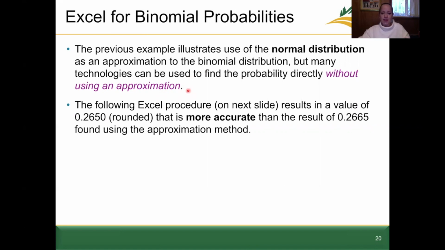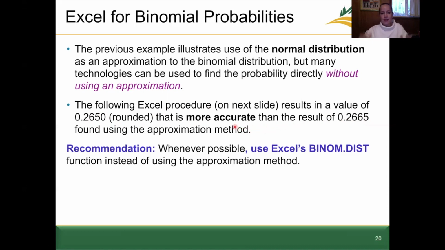When we do this on the next slide using Excel, and I'll show you how to do this, the result we get is a value of 0.2650 when it's rounded. This result is more accurate than the result we got in the last couple slides in that previous example, where we got 0.2665. And again, the last example we went through to get this answer was when we approximated the data as a normal distribution. So what should we do instead to get a more accurate answer?